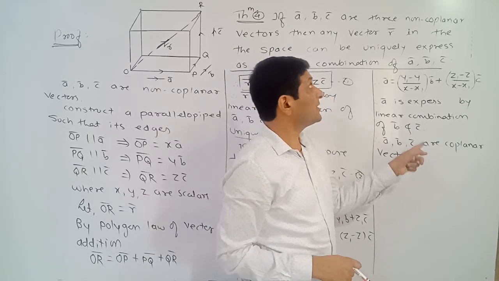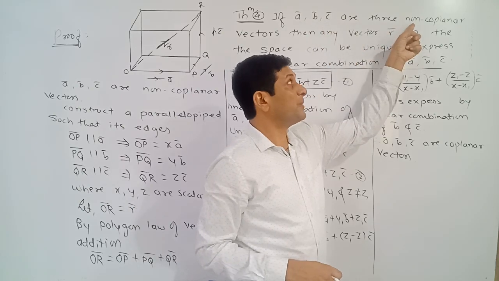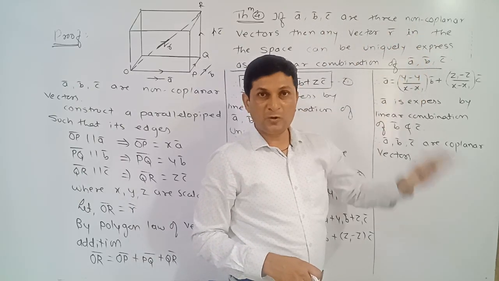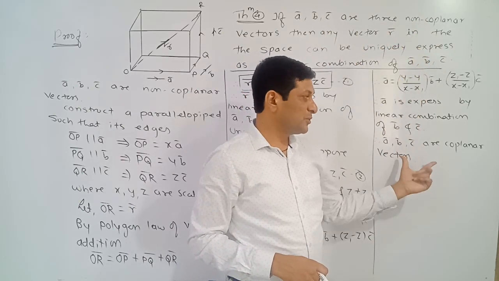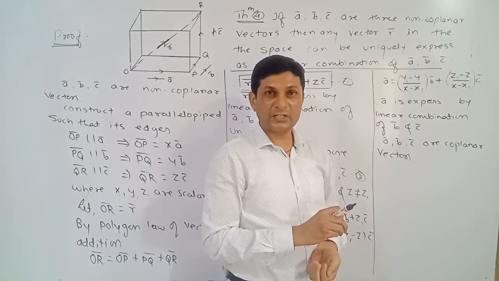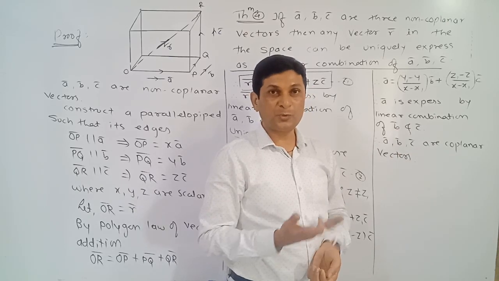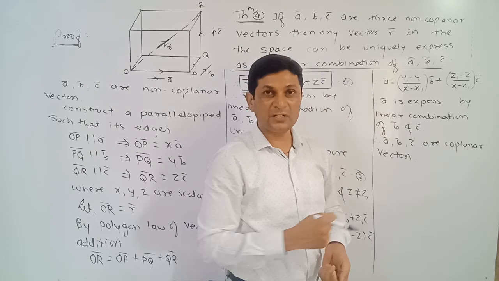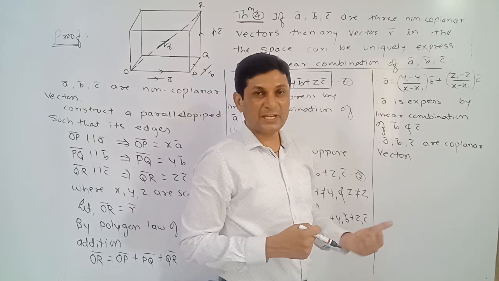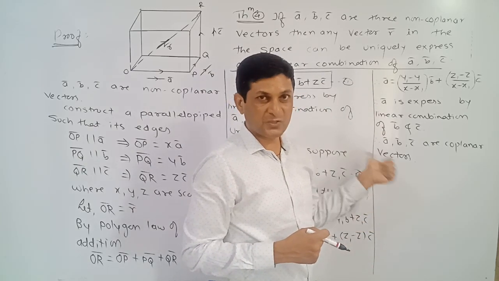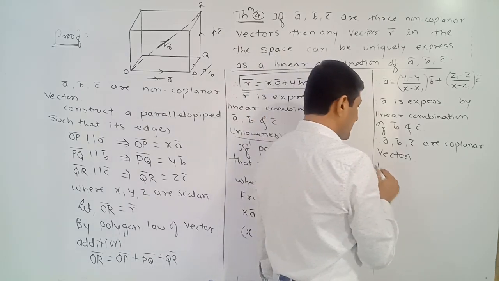But what is the given condition? Are a bar, b bar, c bar coplanar or non-coplanar? Non-coplanar. But according to our supposition, we have got that these vectors are coplanar. This means our supposition does not satisfy the given condition in the theorem. That's why we can say that our supposition is wrong. This is a contradiction.